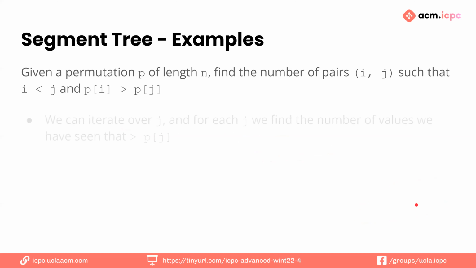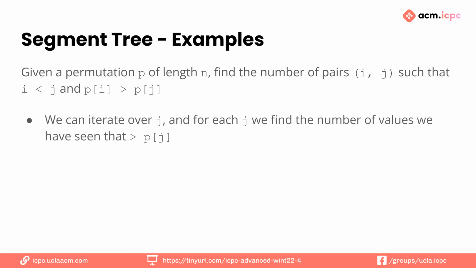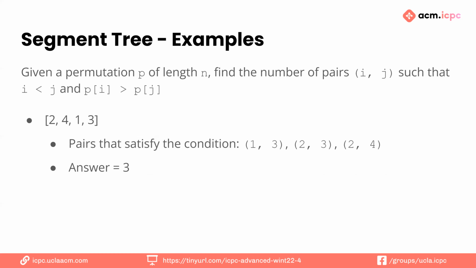Okay, for some observations, we can compute this value by iterating over j, the index. For each j, we find the number of values that we have already seen that are greater than p sub j. In this example, j starts from 1, so we look at 2, and we haven't seen any values, so nothing is greater than 2. Then we look at 4, and nothing we've seen is greater than 4, so nothing yet. We look at 1, and we've seen 2, which is greater than 1, so we add 1 to our answer. Wait, did I screw something up? Oh, yeah, 4 is also greater. So the answer right now is 2, and then we look at 3. Only 4 was greater than 3, so we add 1 to our answer, so our answer is 3.